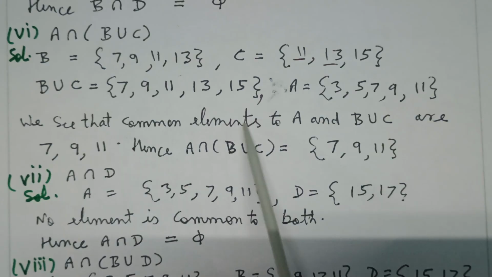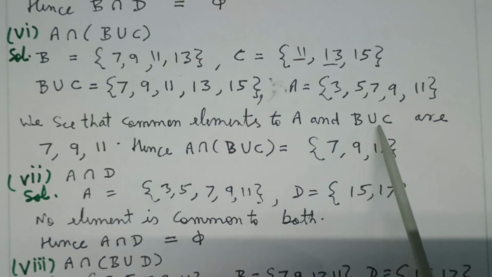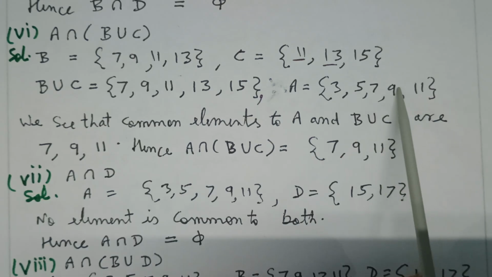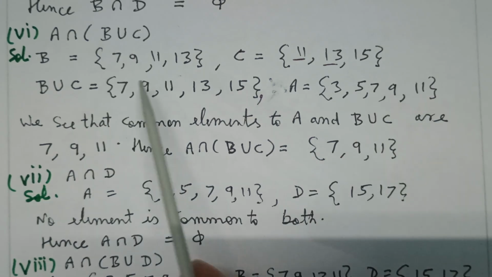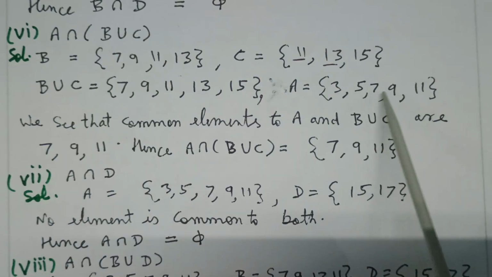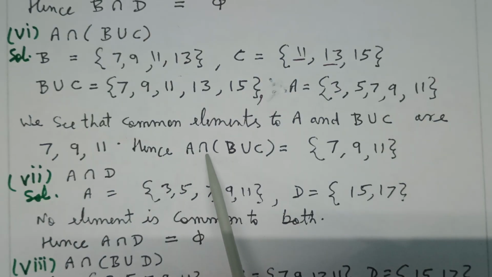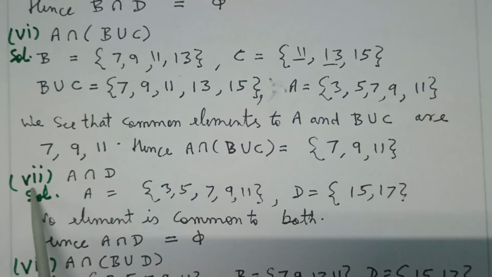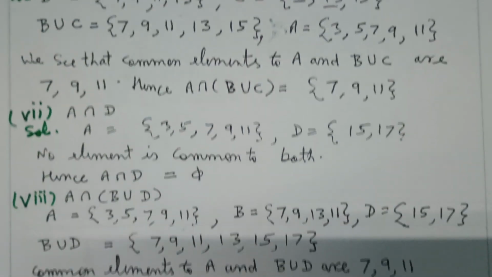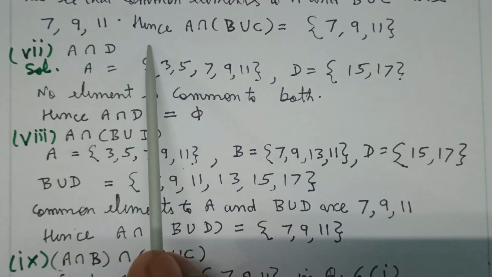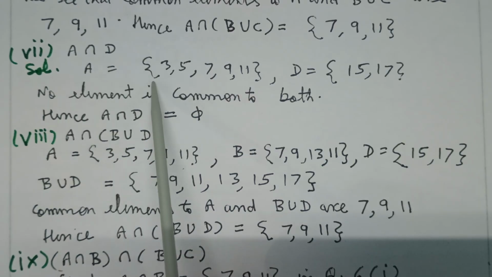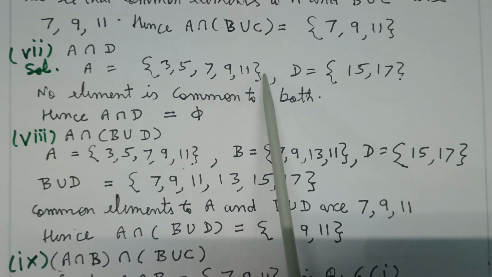So we see that common elements to A and B union C are, इन दोनों में कॉमन एलिमेंट्स क्या हैं, 7, 9, 11. Hence A intersection B union C is equal to 7, 9, 11. Now seventh part, A intersection D. Solution A is equal to 3, 5, 7, 9, 11.